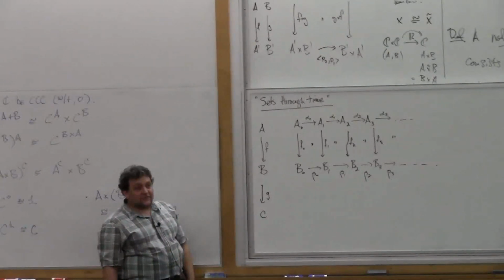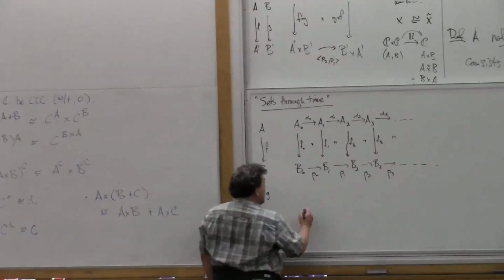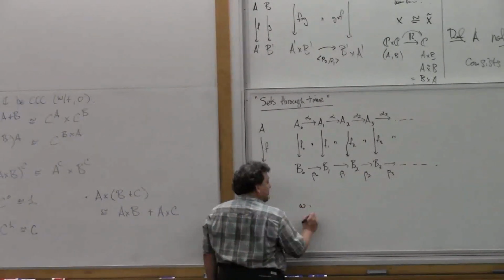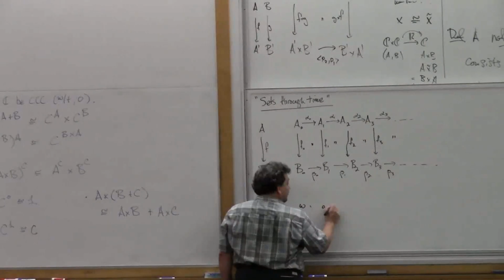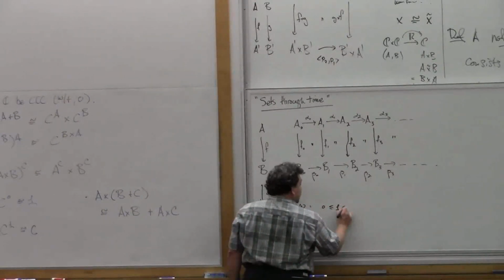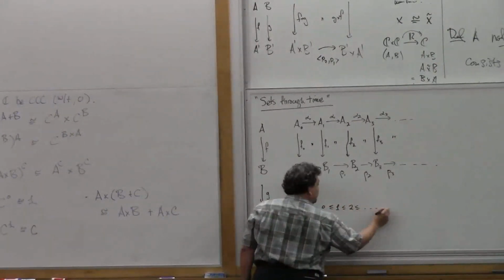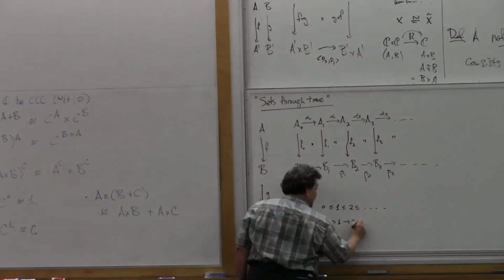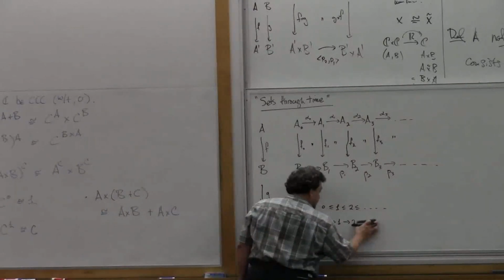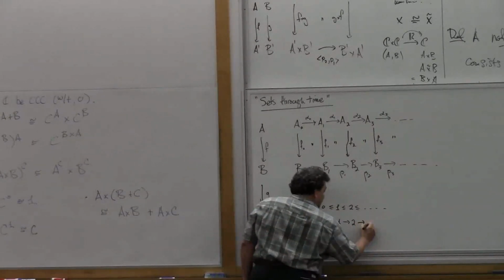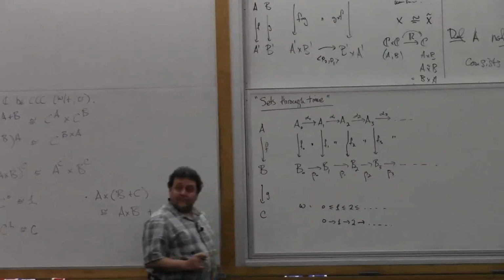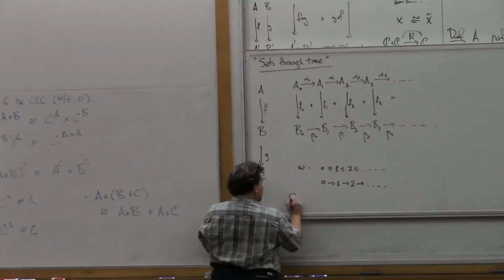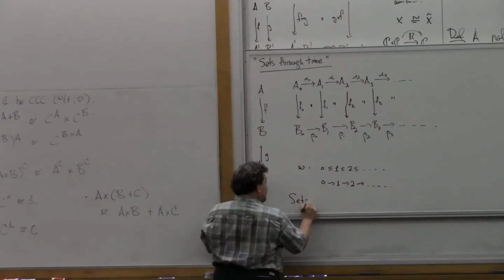Here's an easier way of describing sets through time. Let's take the natural numbers. Let's write them as omega, because we're thinking of them as ordered. So we have 0, less than or equal to 1, less than or equal to 2, and so on, right? It's a category. These are the arrows. It's a preordered category. In this case, it's a poset category. So these are the arrows, right? And now, the category of sets through time is just the functor category sets to the omega.